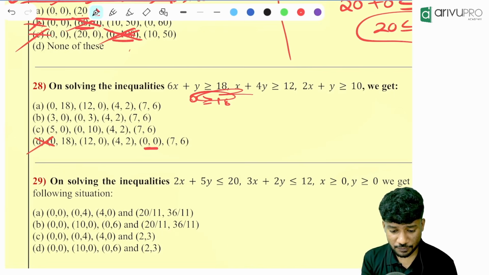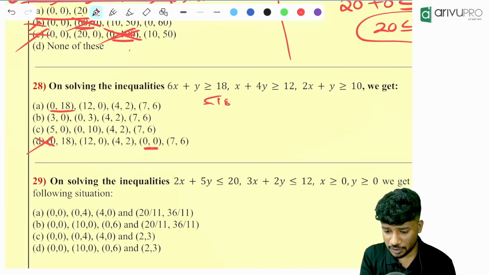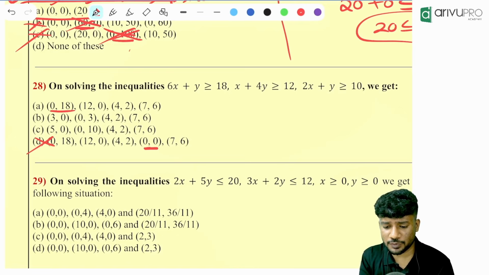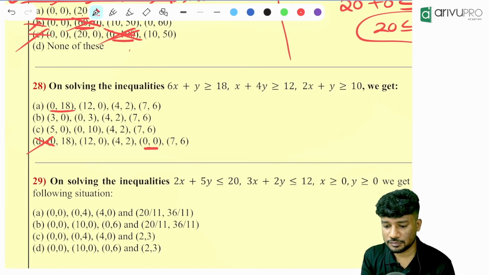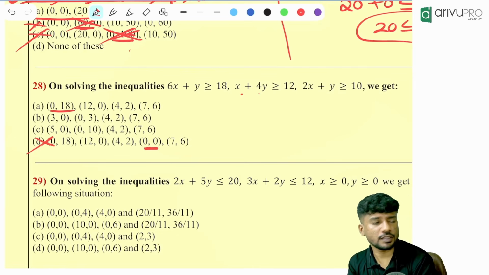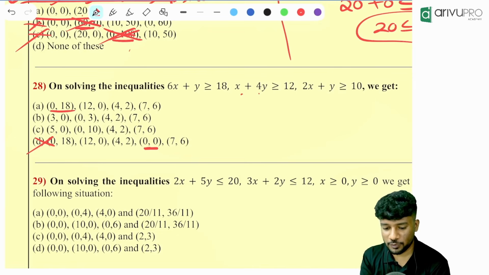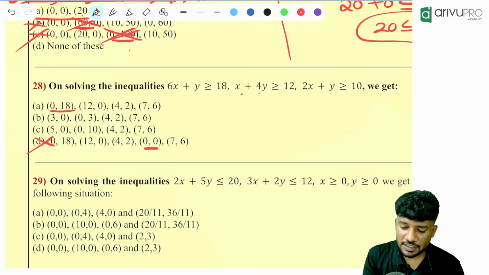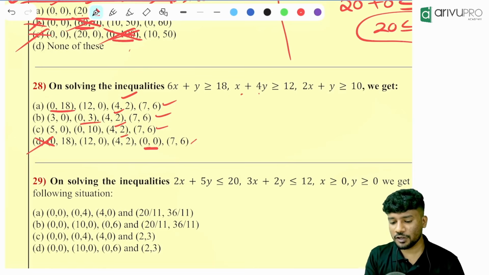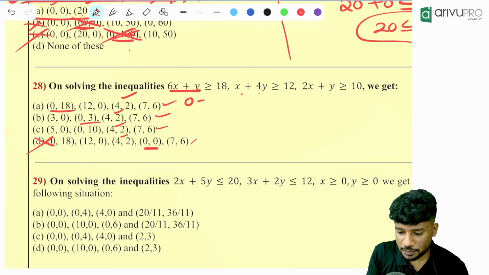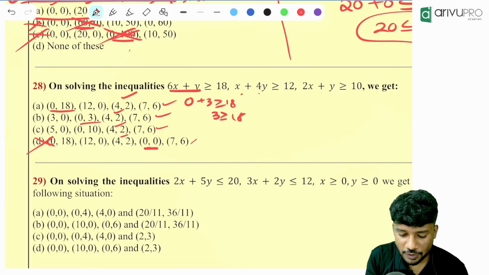0, 18. Where is it? First one now. We will check 0, 18. I think everyone is satisfying that, right? That is satisfied by everyone. Check one by one. 7, 6 anyway satisfies everything because all the options have 7, 6, so you don't need to check that. 4, 2 is also there in all the options, so it is satisfying everything. Now you can check 0, 3. 0 into 6 plus 3 greater than or equal to 18. 3 greater than or equal to 18. Is it correct? No. That means option B is wrong.